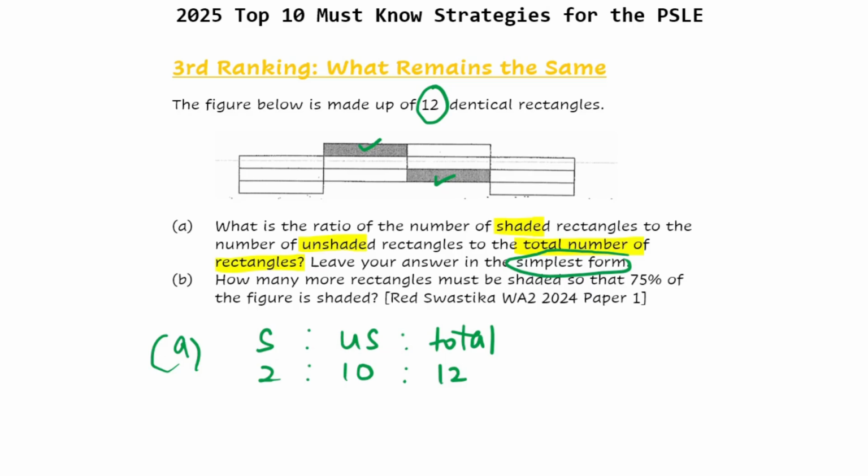And take note that the question wants you to leave your answer in its simplest form, so you can divide by 2 throughout, and your final answer will be 1:5:6. So the answer to part A is 1:5:6.